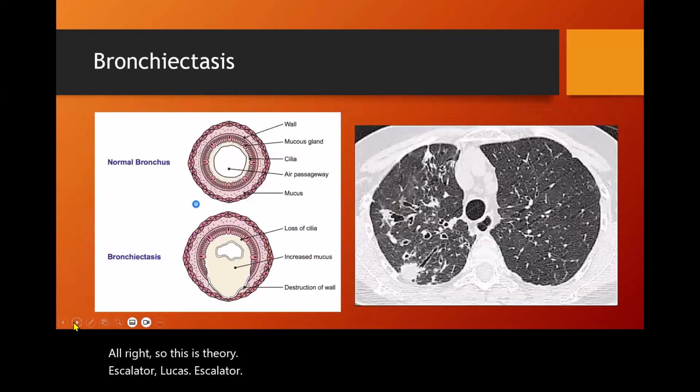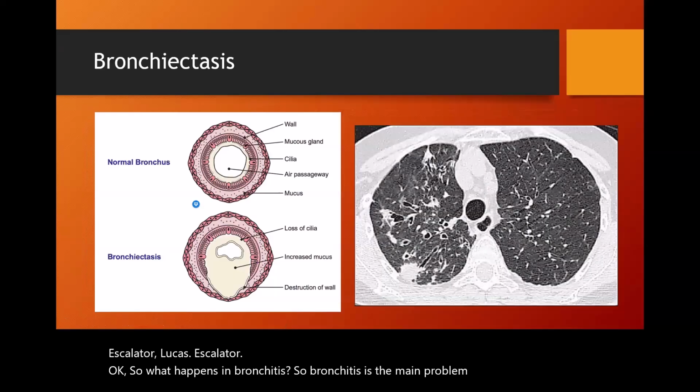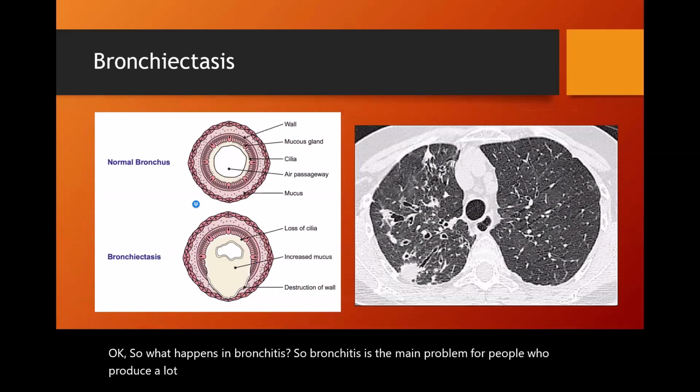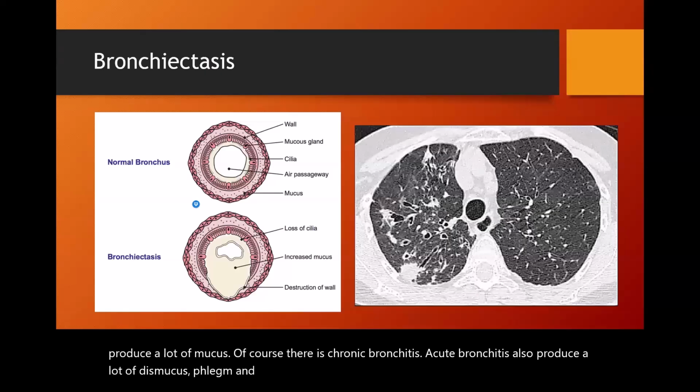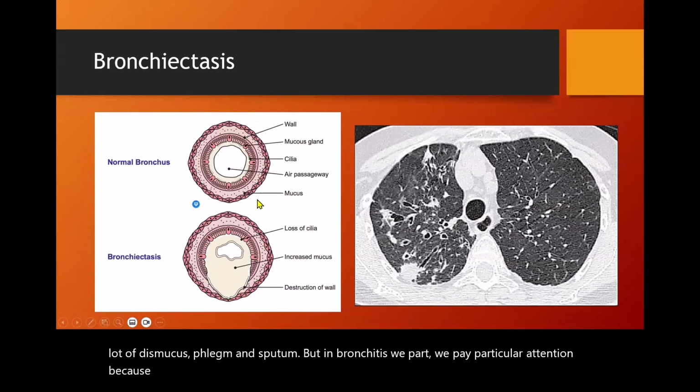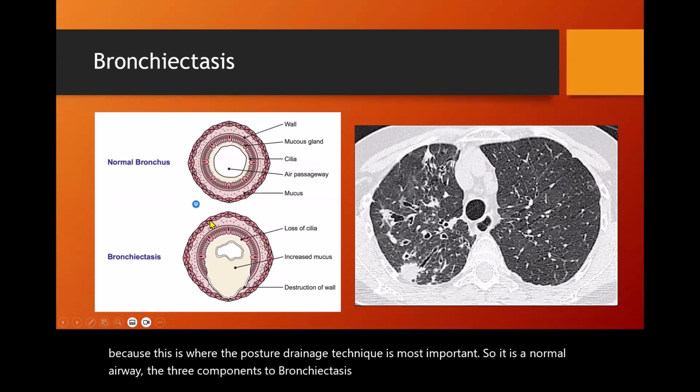Okay, so what happens in bronchiectasis? Bronchiectasis is the main problem for people who produce a lot of mucus. Of course, there is chronic bronchitis, and acute bronchitis also produces a lot of this mucus, phlegm and sputum. But in bronchiectasis, we pay particular attention because this is where the postural drainage technique is most important. So this is a normal airway. There are 3 components to bronchiectasis. One, dilatation.